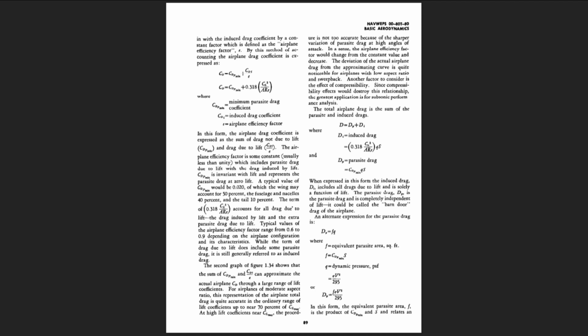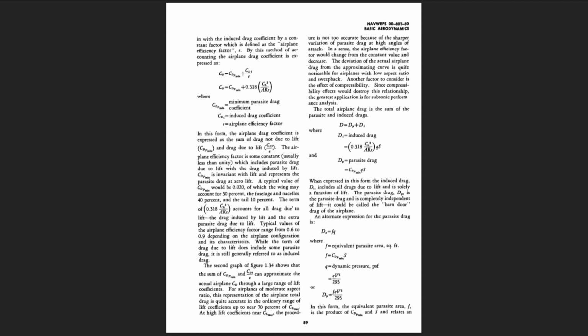accounts for all drag due to lift: the drag induced by lift, and the extra parasite drag due to lift. Typical values of the airplane efficiency factor range from 0.6 to 0.9 depending on the airplane configuration and its characteristics. While the term of drag due to lift does include some parasite drag, it is still generally referred to as induced drag.